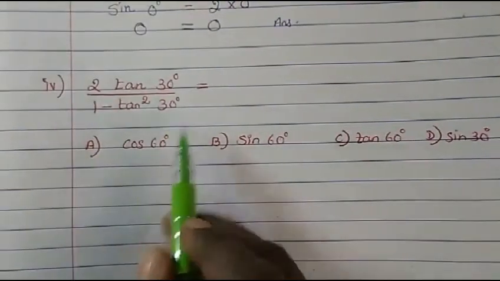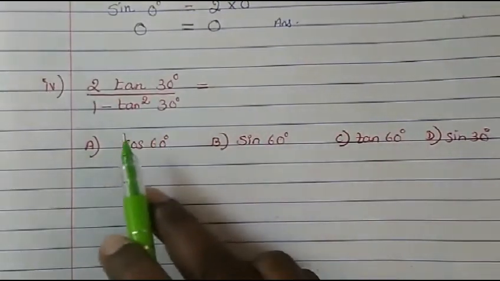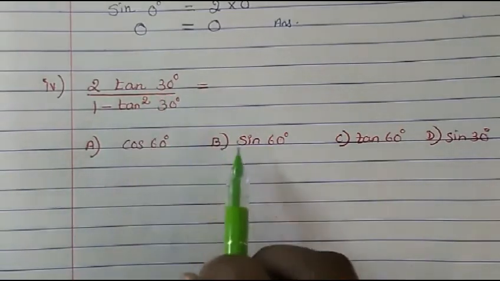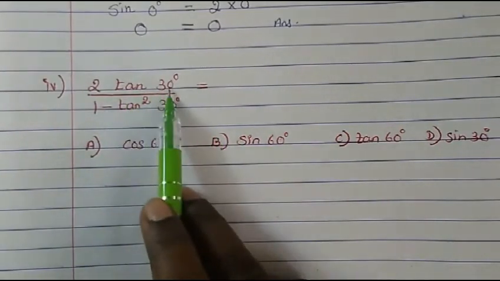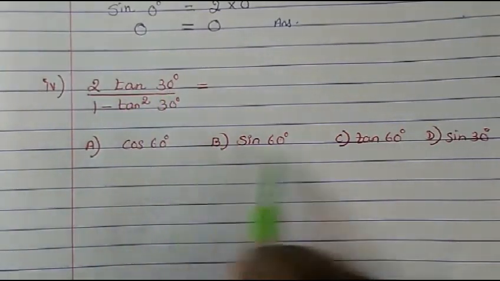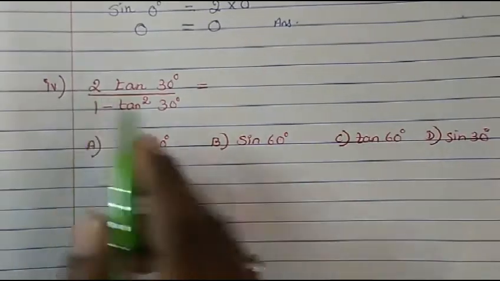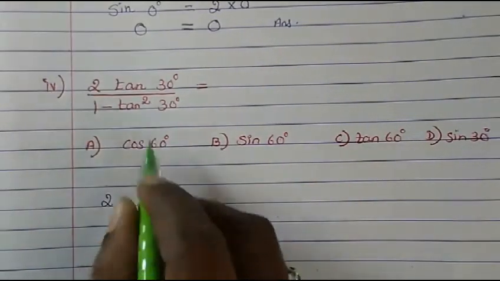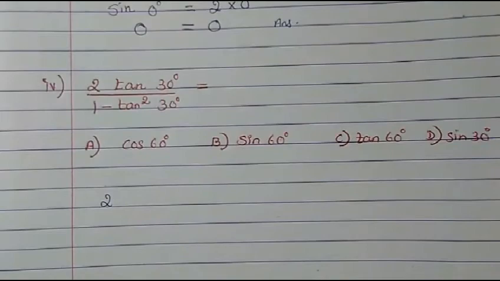So this is our question. Options are given. As we have done the first and second parts, in the same way we have to do it. Just put the value of this, then solve and find the correct option. So let us write down 2 and tan 30.